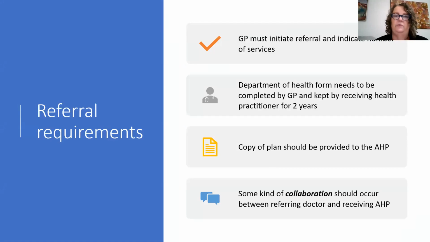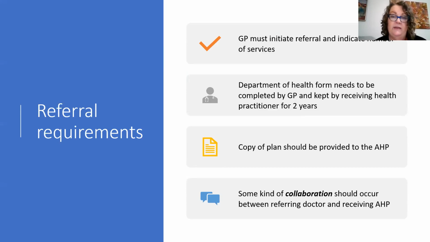So what are the referral requirements? It's actually meant to be the GP who initiates the referral and indicates what type of services need to be done. That Department of Health form that I showed you a few slides back needs to be completed by the GP and kept by the receiving health practitioner for 2 years.